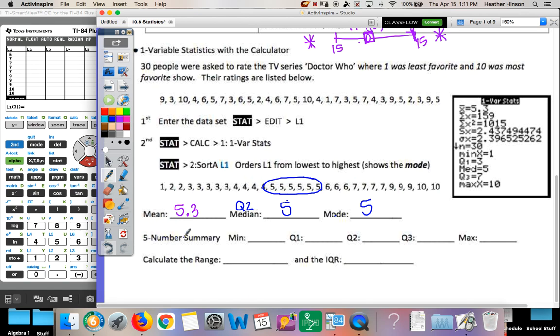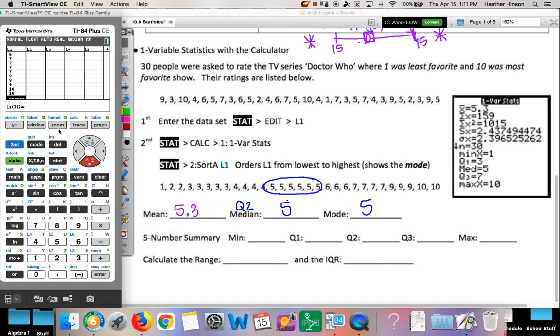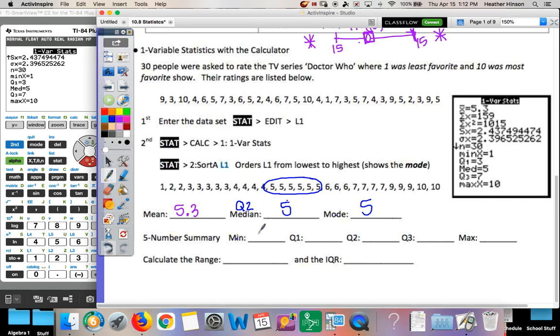Okay, your 5 number summary. This is what you're going to get asked about most of the time. So when we do that Stat Calc 1, if you didn't go off that screen like I did, this is going to be the bottom of that screen. The min, the Q1, the Q2, which is called median, the Q3, and the Q4, which is called max. That's your 5 number summary. So we're going to write those down. Our min is 1, Q1 is 3, Q2, which is your median, that is 5, Q3 is 7, and your max is 10.